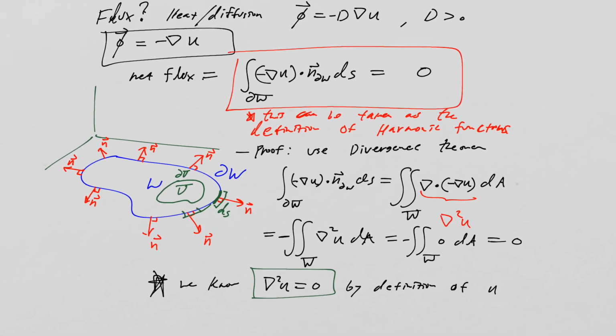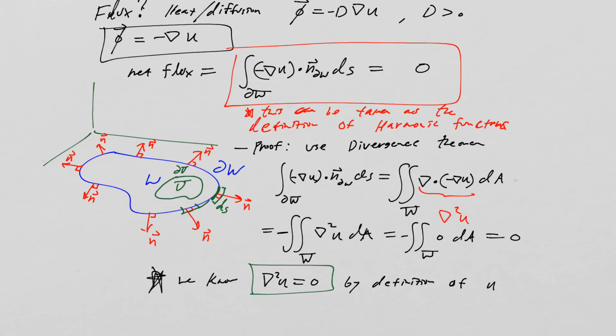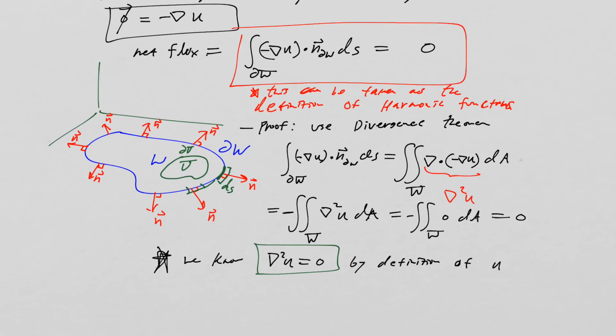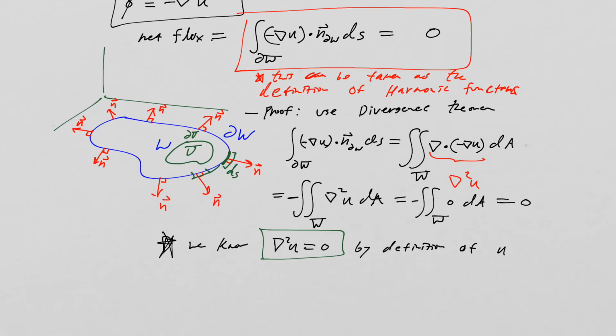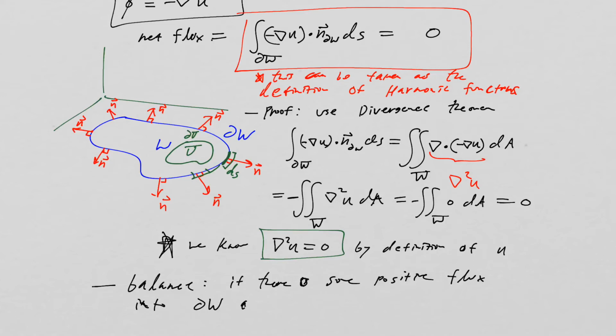So it's more than simply a property, but almost like an alternative representation of what a harmonic function is, this zero net flux property. And again, that represents the idea of balance. What we're saying here is that if there is some positive flux into the boundary in some subregion.